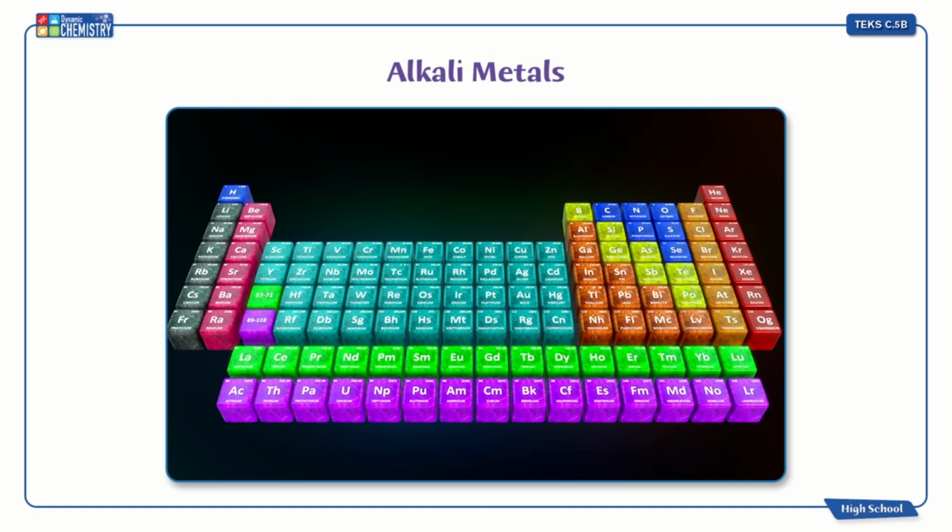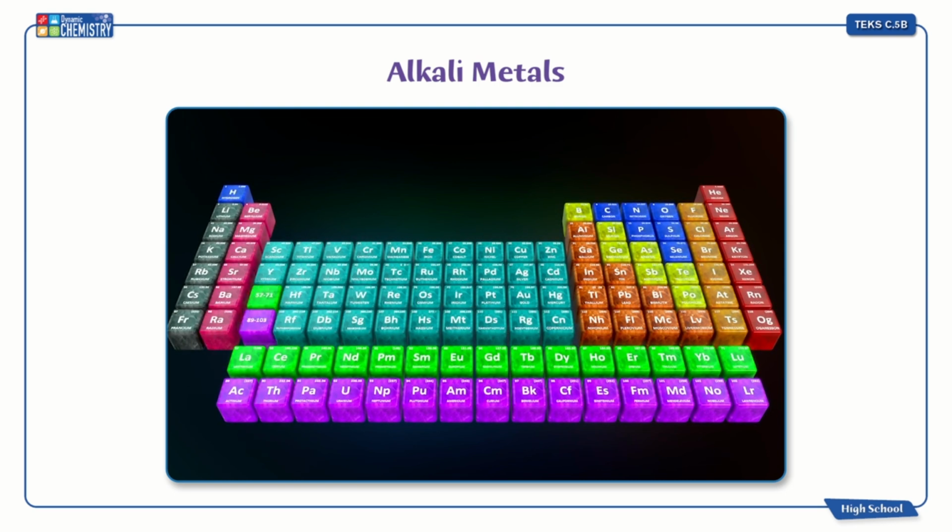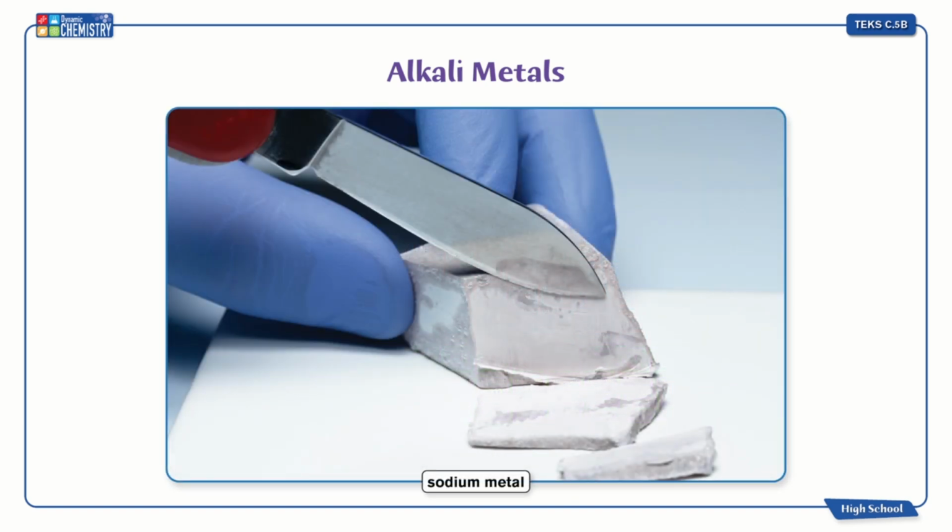Let's take a look at individual families and their properties. Group 1 on the periodic table is known as the alkali metals. The alkali metals include lithium, sodium, potassium, rubidium, cesium, and francium. Notice that although hydrogen is in group 1, it is not an alkali metal. Alkali metals are silvery metals that are soft enough to be cut with a knife and are never found in nature in their pure form.